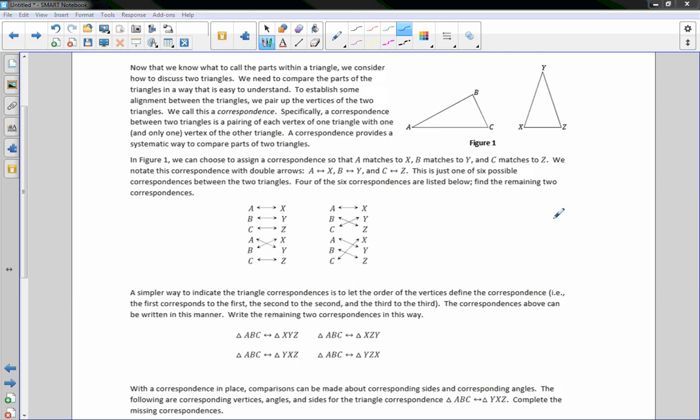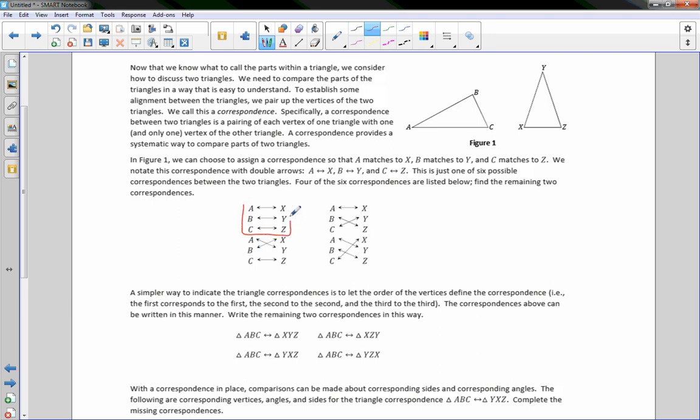We notate this correspondence with double arrows. So we would say A double arrow X, A corresponds to X, B corresponds to Y, and C corresponds to Z. This is just one of 6 possible correspondences between the two triangles. 4 of the 6 are listed below. Find the remaining 2.